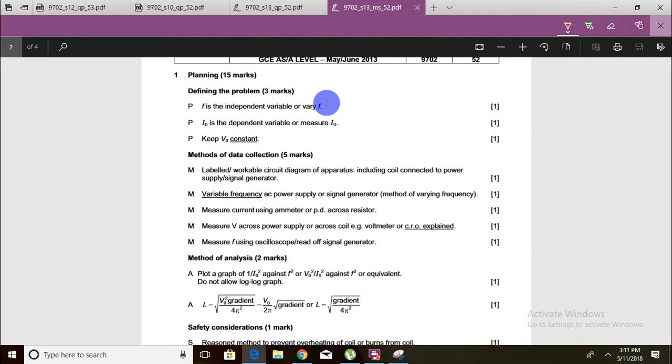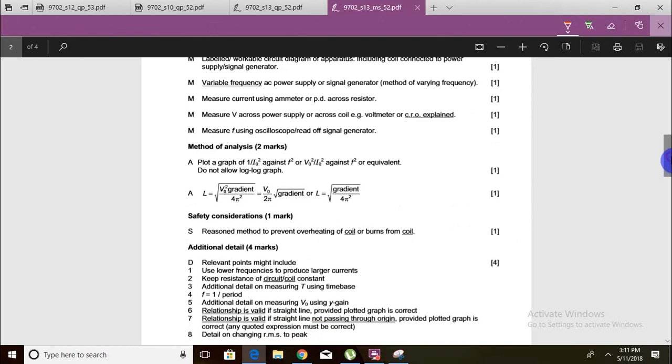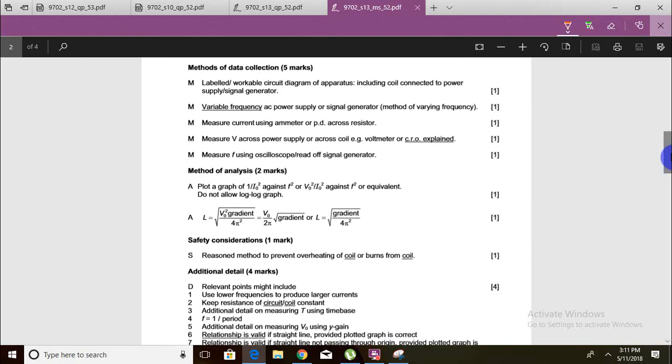Measure V across power supply or across the coil. Example, voltmeter or CRO explained. Done. Measure F using oscilloscope. Read off the signal generator. Done. Plot the graph of 1 over I naught squared against F squared, or V naught squared over I naught squared against F squared, or equivalent.